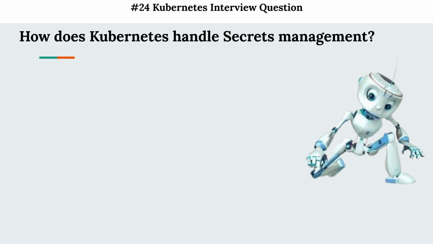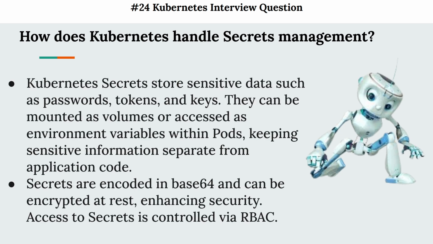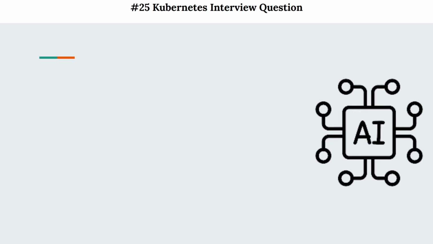How does Kubernetes handle secrets management? Let's see the answer. Kubernetes secrets store sensitive data such as passwords, tokens, and keys. They can be mounted as volumes or accessed as environment variables within pods, keeping sensitive information separate from application code. Secrets are encoded in base64 and can be encrypted at rest, enhancing security. Access to secrets is controlled via RBAC. Let's move to the 25th question.